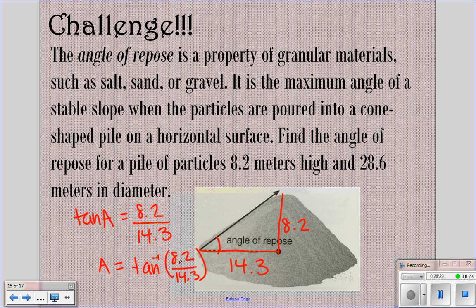But you'll plug that into your calculator, and then you're going to do 8.2. Don't try and use your fraction button. Do divide by, and then 14.3. And so if you do that, you should get 29.83 degrees. And so that's how you do the angle of repose for that particular pile. We will deal more with finding angles in trig at another time, but that's what you would do for this one.